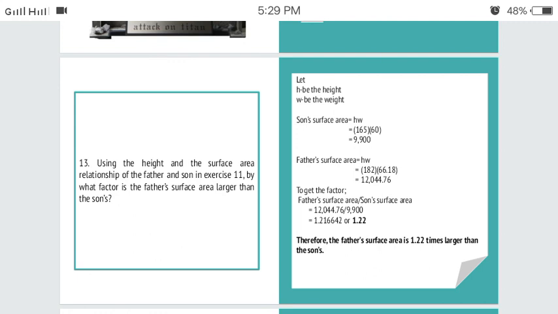That is 165 times 60, which is equal to 9,900. For the father's surface area, height times weight, that is 182 times 66.18, which is equal to 12,044.76. To get the factor, father's surface area divided by son's surface area, that is 12,044.76 over 9,900. So the answer is 1.216642, or 1.22. Therefore, the father's surface area is 1.22 times larger than the son's.